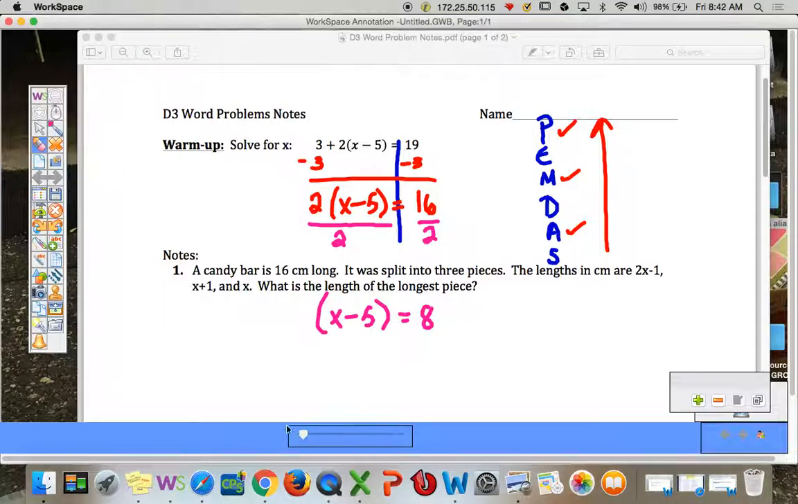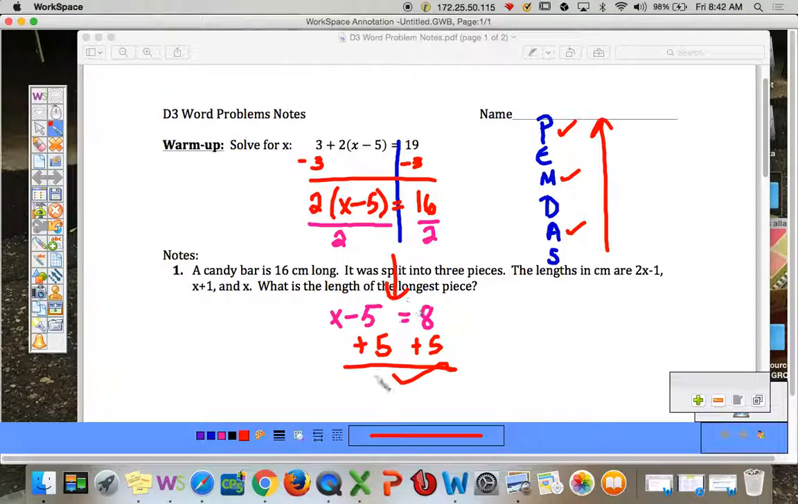Whoops. So let's drop these parentheses. And now we have what's inside the parentheses, this x minus 5. And to get rid of a minus 5, we will add 5 to each side. And so x equals 13.